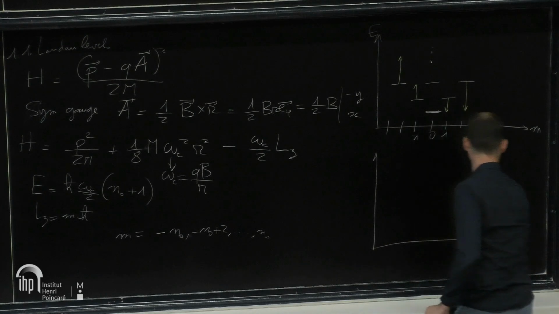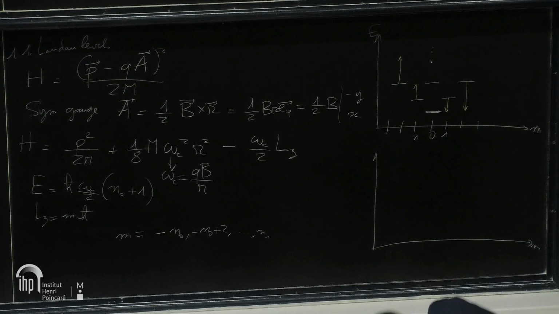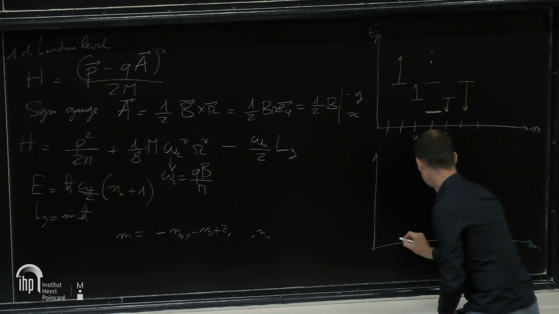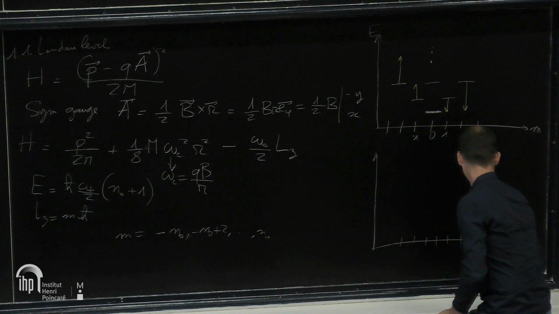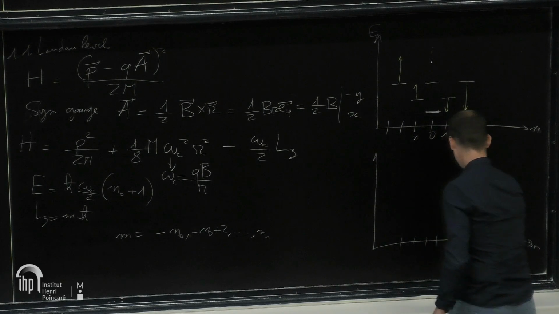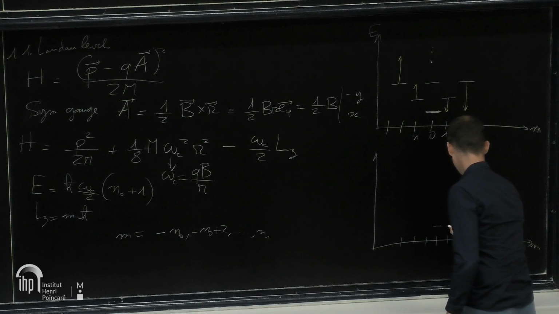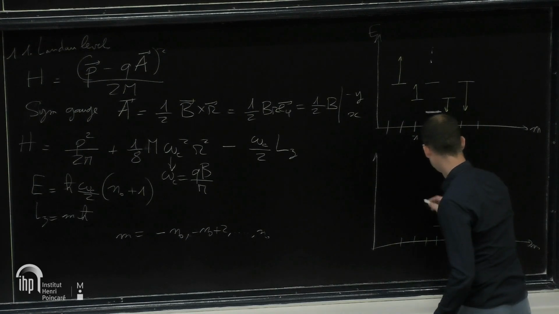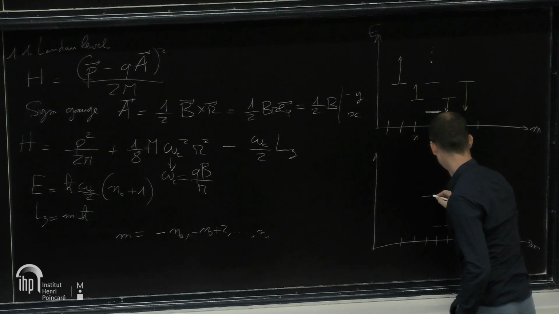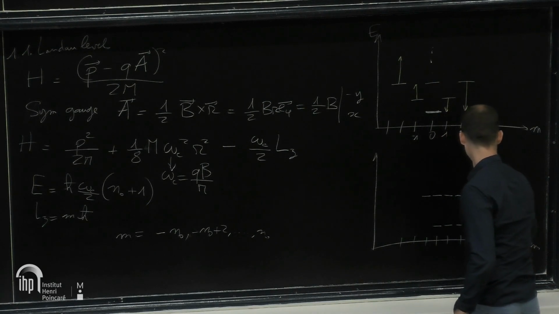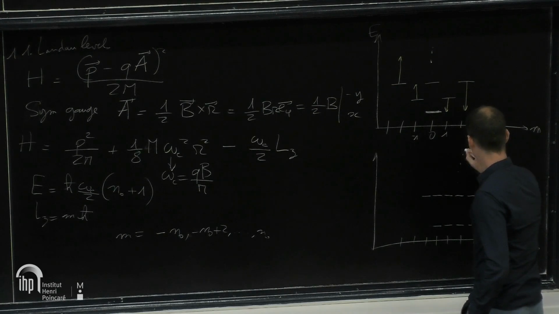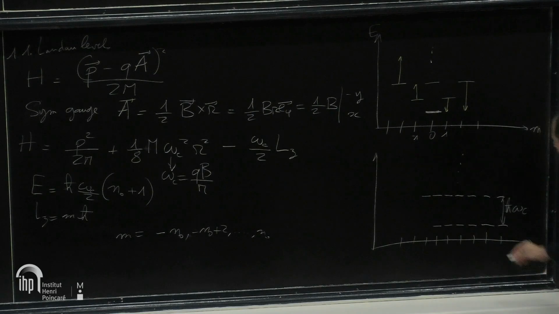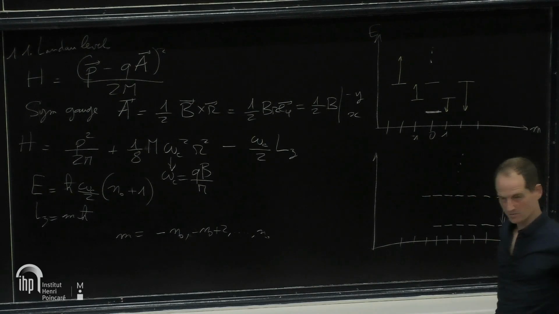And eventually, I get the full spectrum, which consists of degenerate bands. So the ground band starts at m equals 0. And then I have higher bands. The first excited band starts at minus 1. And so on, with the spacing h bar omega c. So each of these degenerate families is called a Landau level.